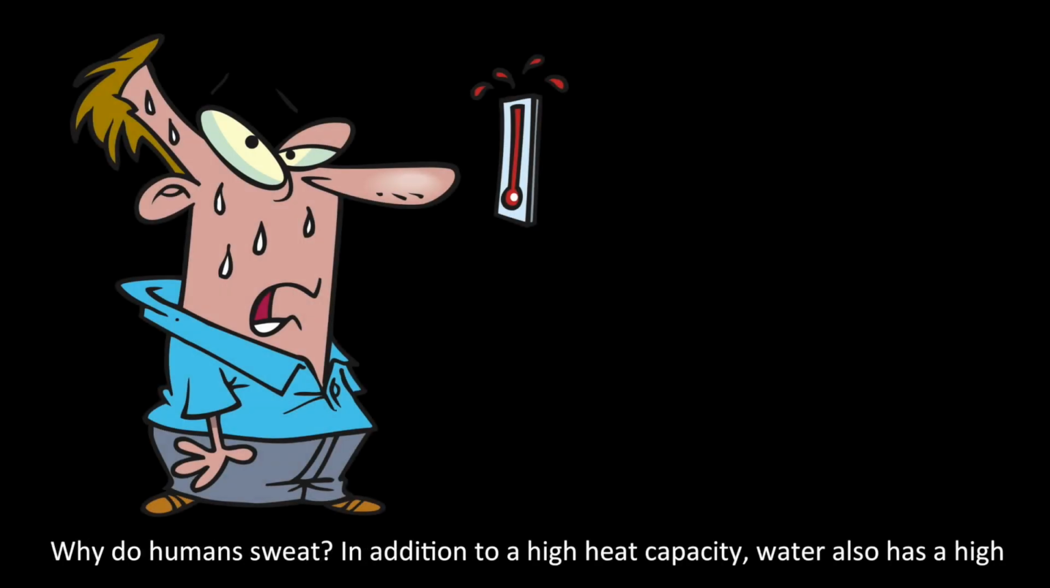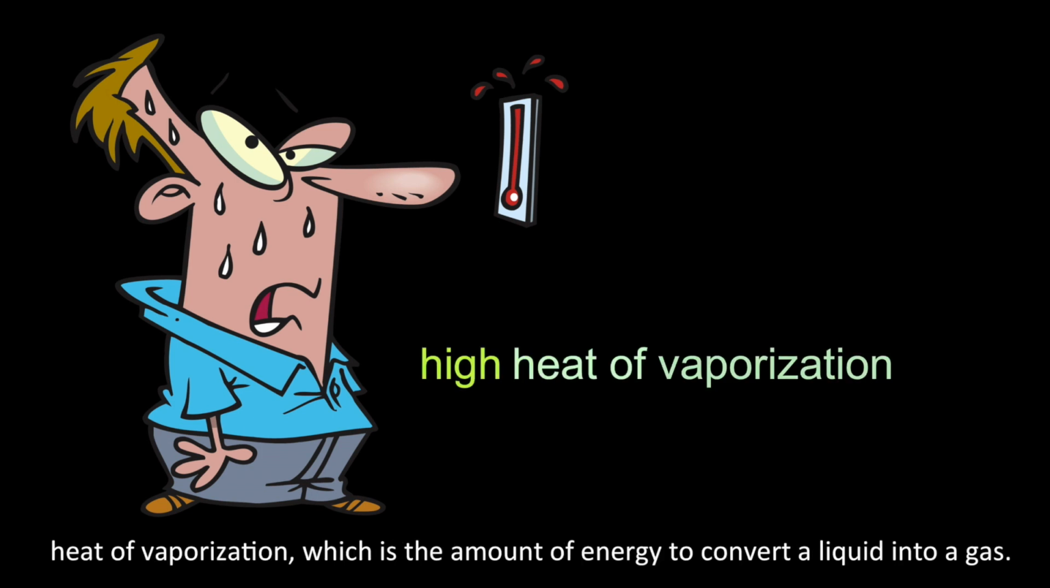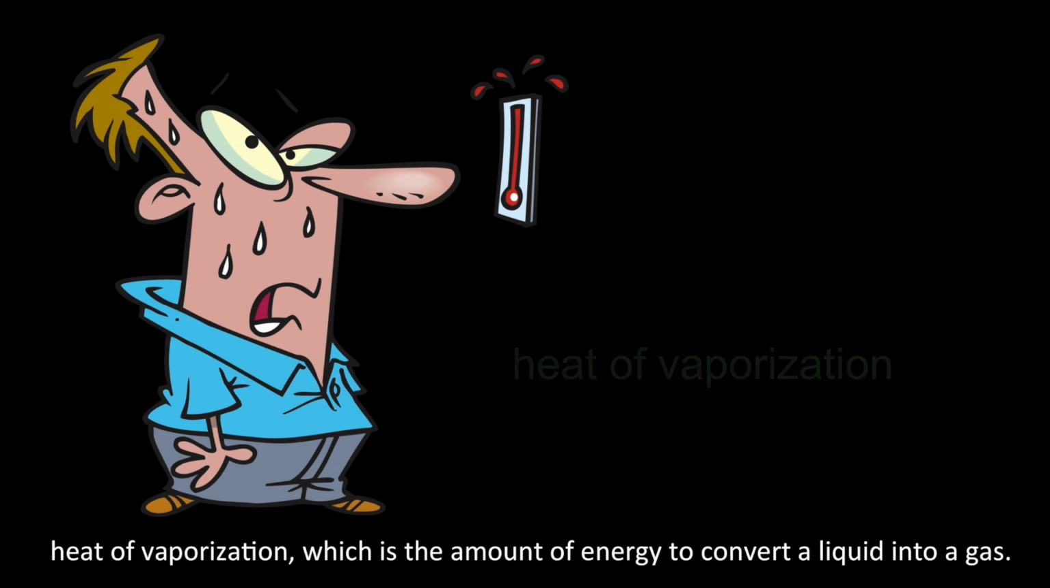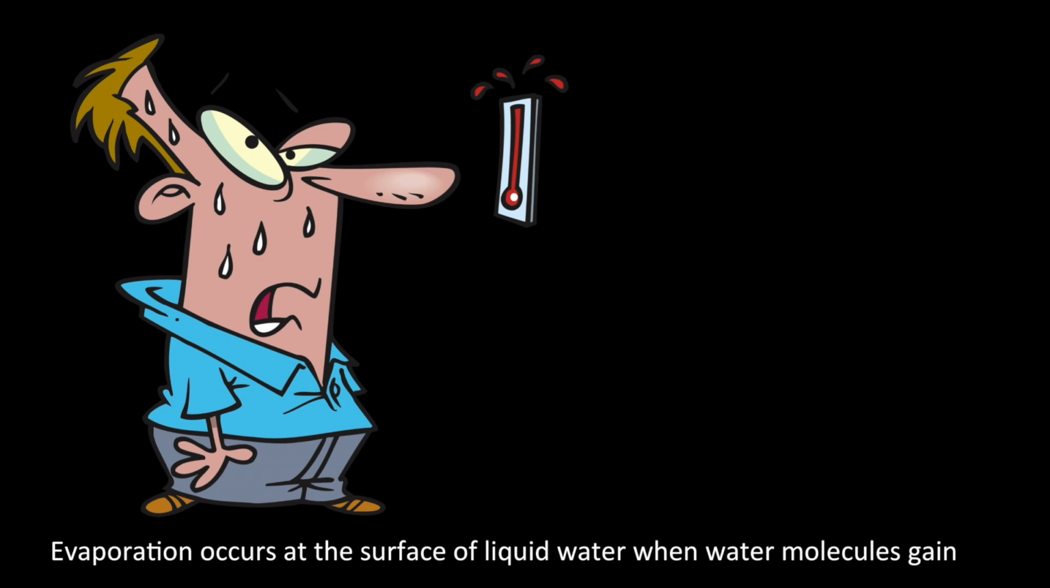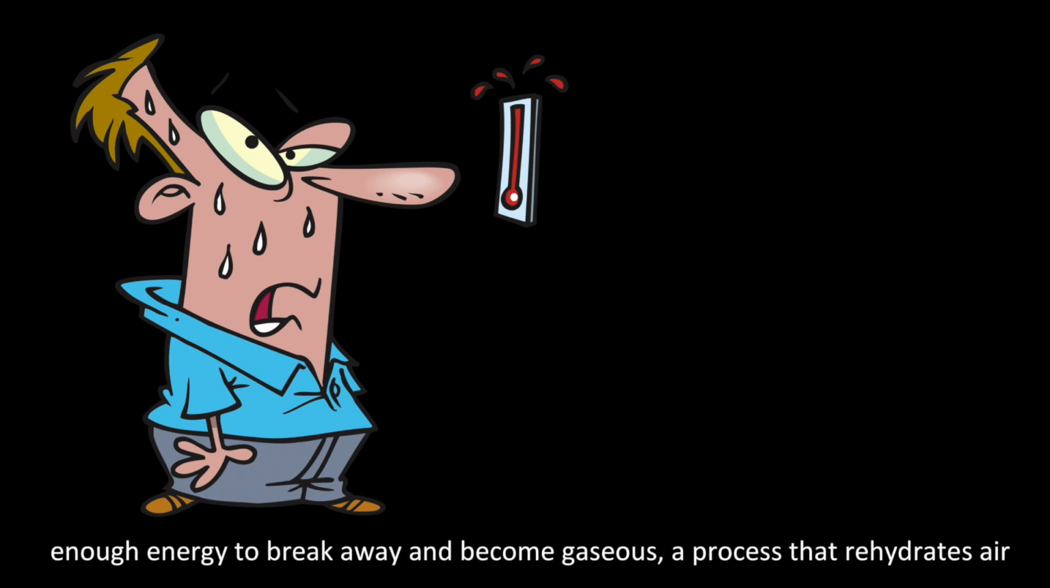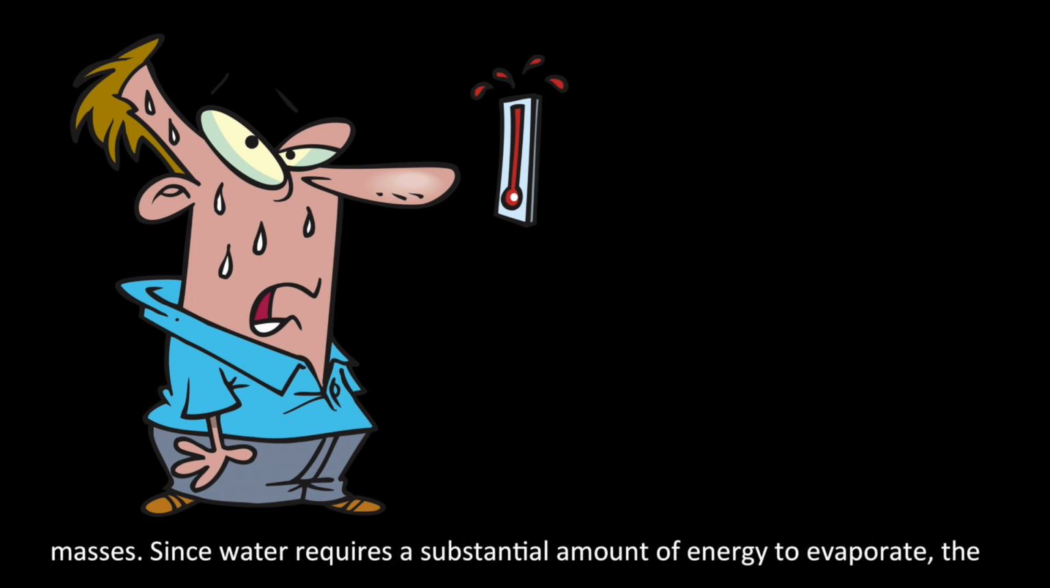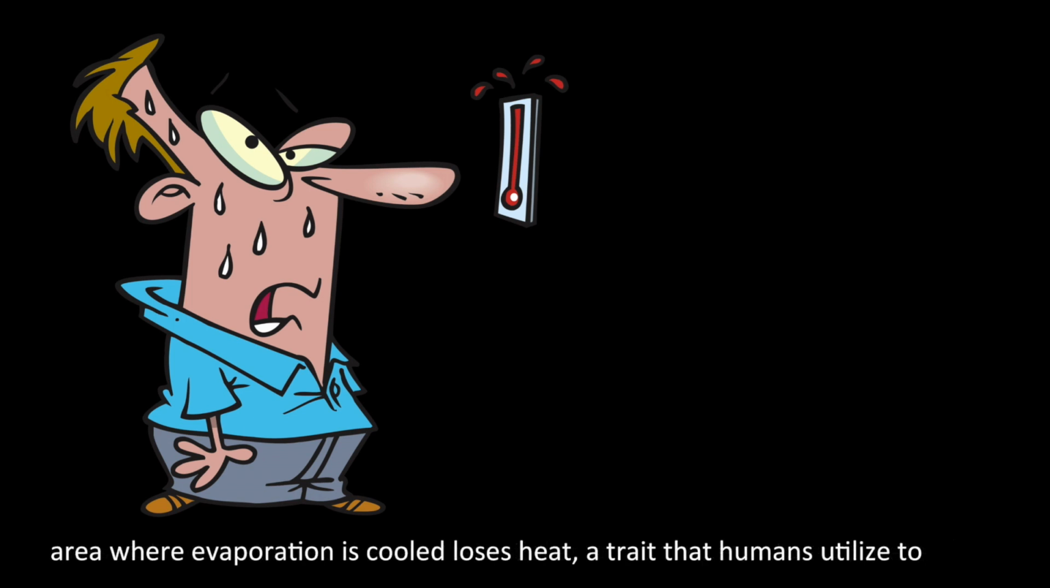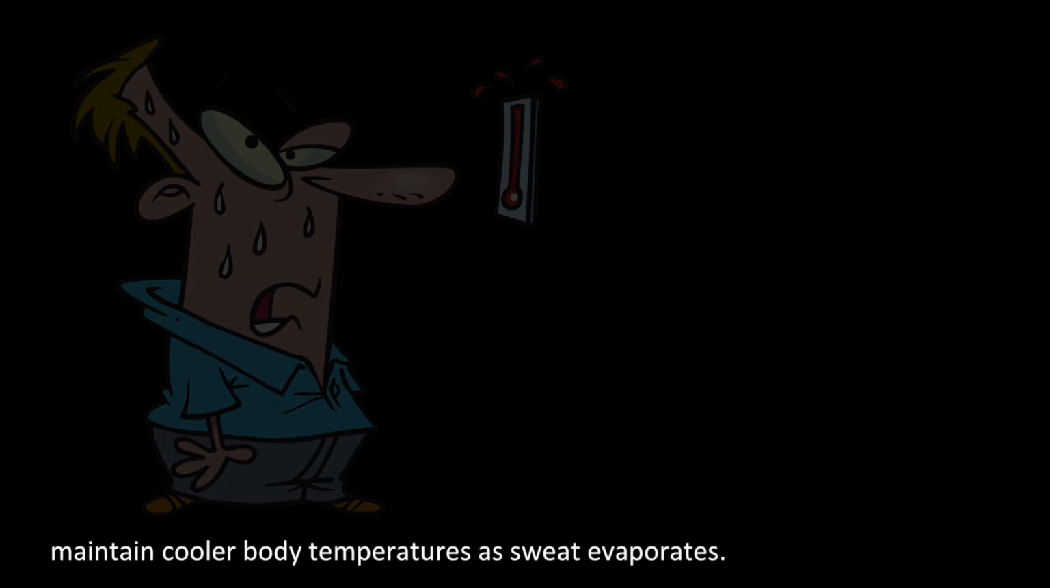So you may have wondered, why do humans sweat? In addition to the high heat capacity, water also has a high heat of vaporization, which is the amount of energy needed to convert liquid into a gas. Evaporation occurs at the surface of liquid water when water molecules gain enough energy to break away and become gaseous, a process that rehydrates air masses. Since water requires a substantial amount of energy to evaporate, the area where the evaporation occurs loses heat, a trait that humans utilize to maintain cooler body temperatures as sweat evaporates.